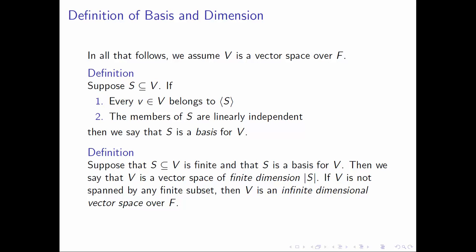Last but not least, let's suppose that S is a subset of V. Let's suppose that S is finite and that S happens to form a basis for V. This is the case we're really going to be using quite often when we work into field theory. Then we say that V is a vector space of finite dimension, and that finite dimension is the cardinality of the set S. If V is not spanned by any finite subset, then we will say that V is an infinite dimensional vector space over the field F. So we use the words finite dimensional vector space and infinite dimensional vector space over the field.